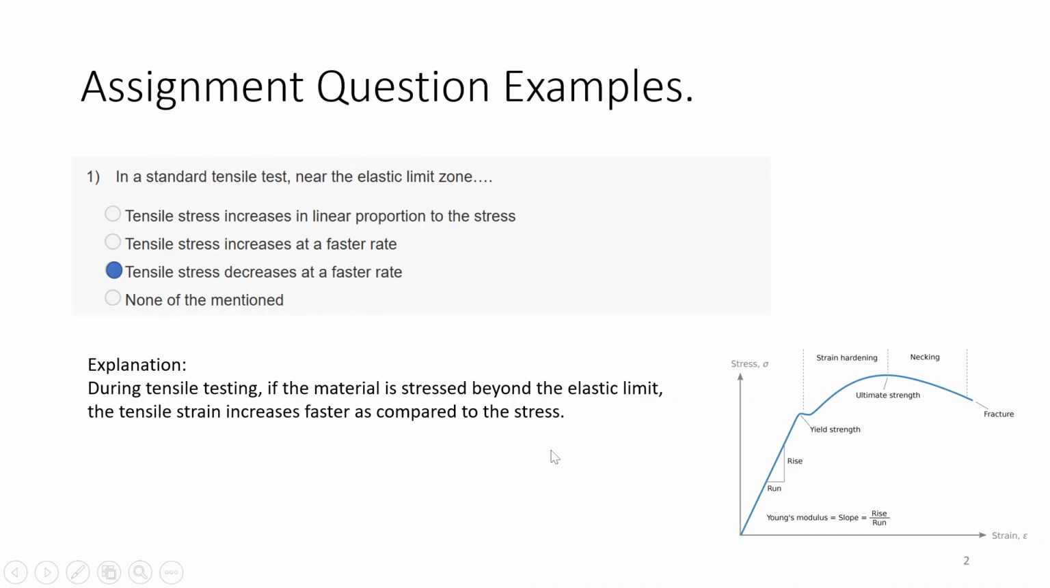For answering these types of questions, you should remember the stress strain curve for particular materials. Initially stress and strain will increase proportionally up to the yield point. After that, you have to decide how it changes. During tensile testing, if the material is stressed beyond the elastic limit, the tensile strain increases faster as compared to stress.